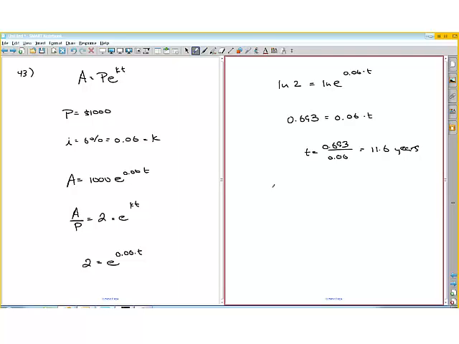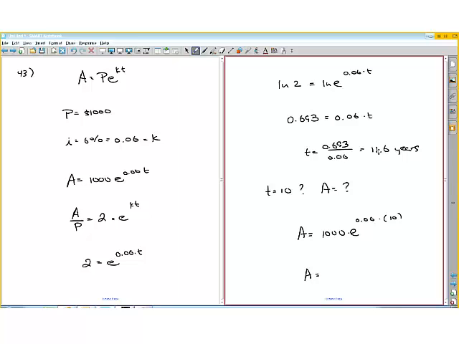Okay, the second part is the amount after 10 years, and all you have to do there is take the original equation. So if t equals 10, what is A? Well, A is equal to 1,000 times e to the k, which is 0.06 times t, which is 10. So it's just a matter of plugging into your calculator: 1,000 times e to the 0.06 times 10.